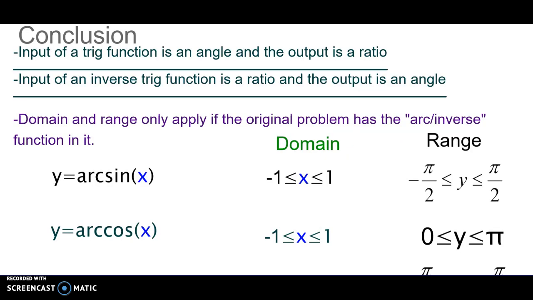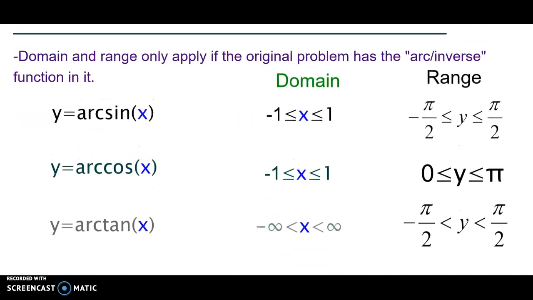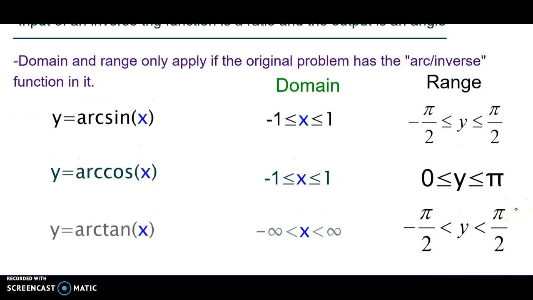Awesome. So in conclusion, just remember that the input of a trig function is an angle and the output is a ratio. The input of the inverse trig function is a ratio and the output is an angle. Domain and range only apply if the original problem has the arc inverse function in it. And make sure that you guys understand these, not memorize, understand.